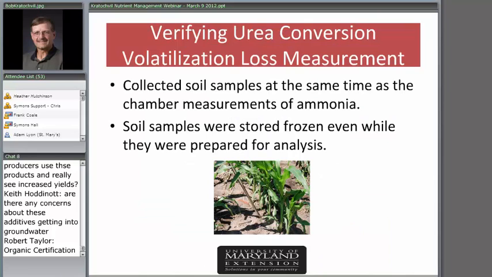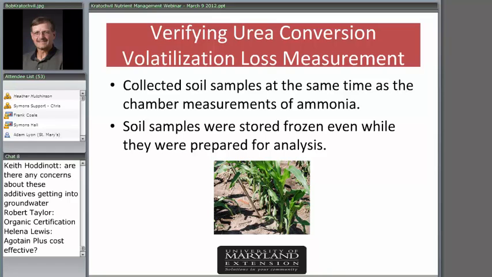Okay. We also wanted to see if we could verify whether or not we were getting urea conversion to occur. And this is sort of a novel technique that was used, a rather trying technique for my graduate students and technicians, I guess I should say, and you'll see why in just a second.